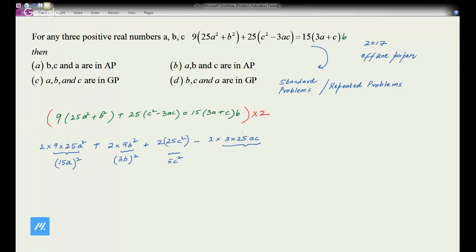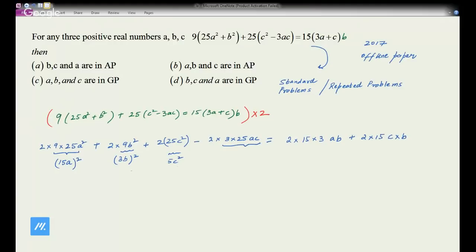So ac, as you can remember, what will happen? It comes in the a square minus b square kind of thing. It comes in the formula of a plus c whole square or a minus c whole square. You'll find this there. So let's break this also. This will be 2 into 15 into 3 into a and b, and this last term will be what? 2 into 15c into b.